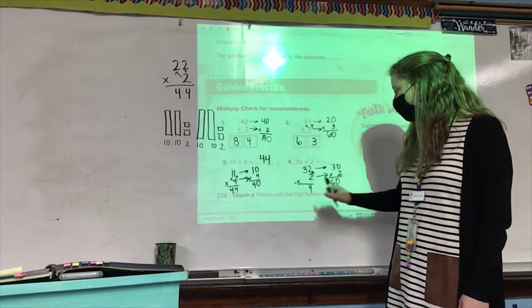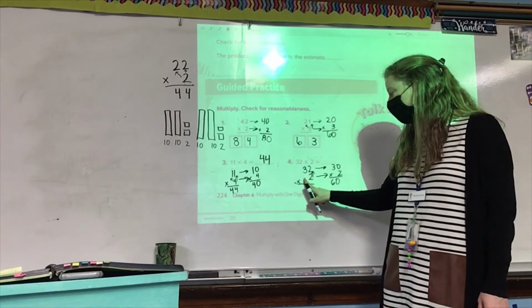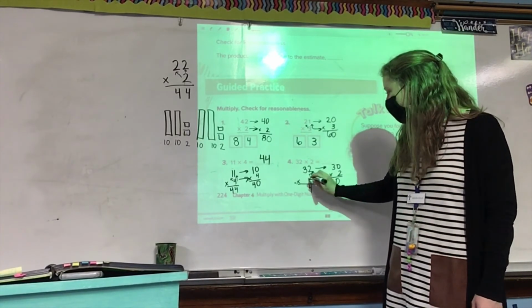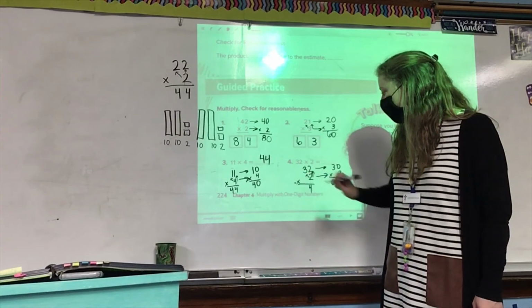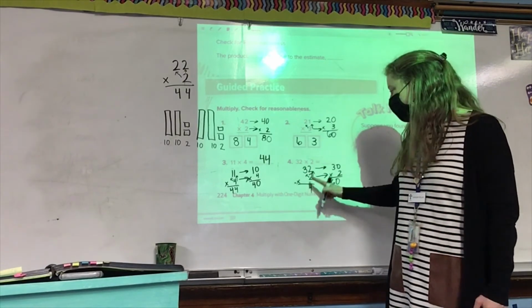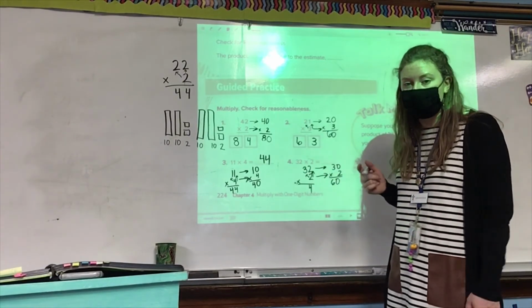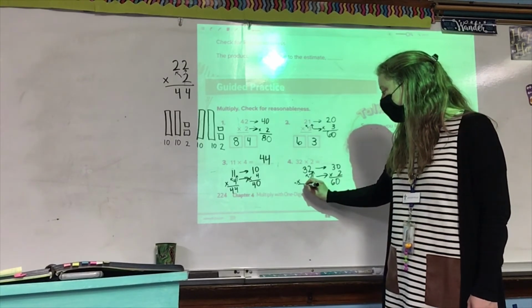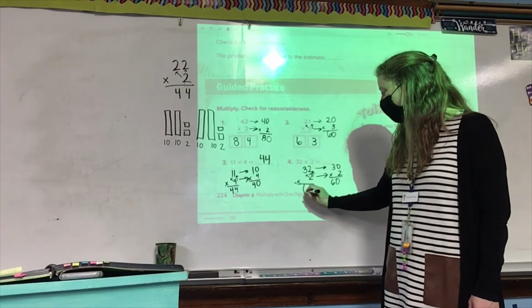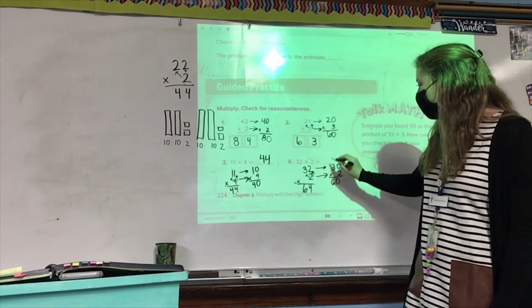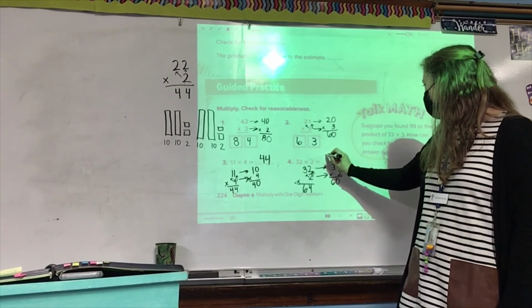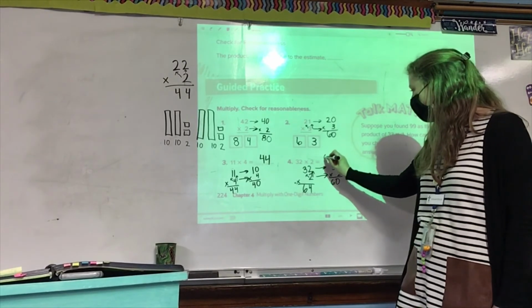Step 2, multiply the tens. Does that mean we do 3 times nothing? No, because we have to take our bottom factor and multiply it by the digit in the tens place, which means we're doing what equation, Carla? We're going to do 3 times 2, which equals 6. So that means 32 times 2 is 64.